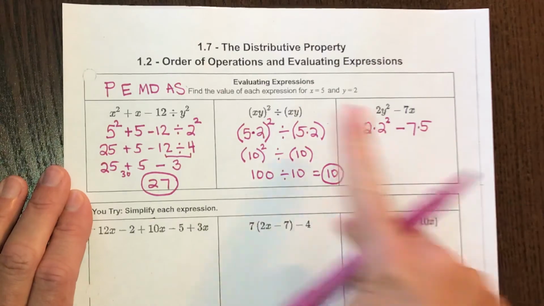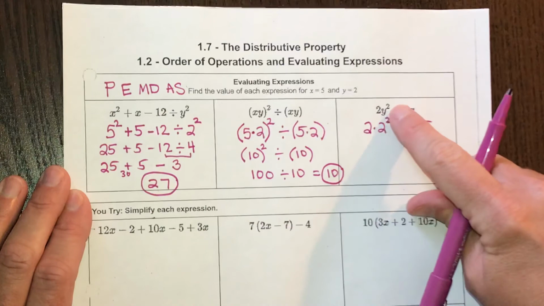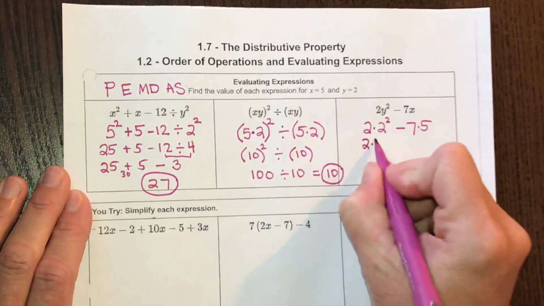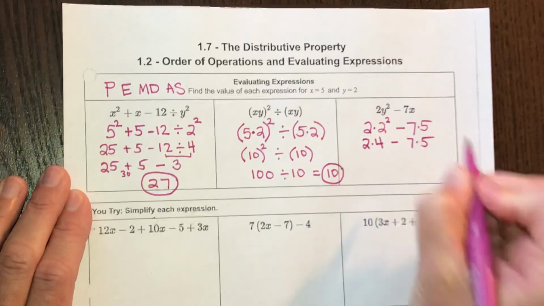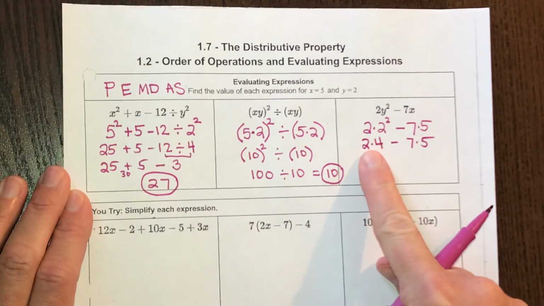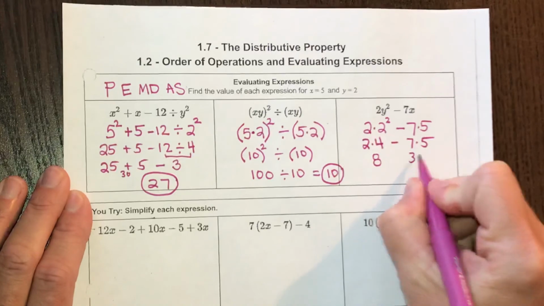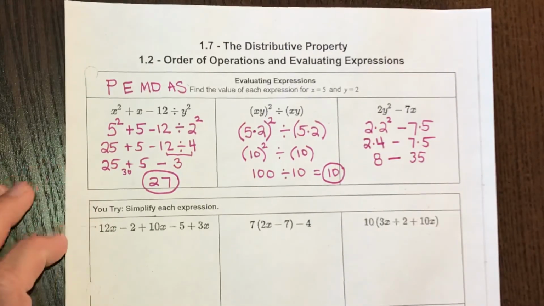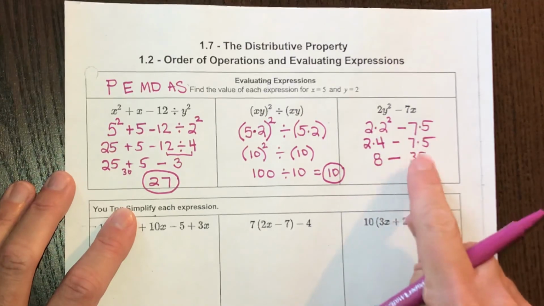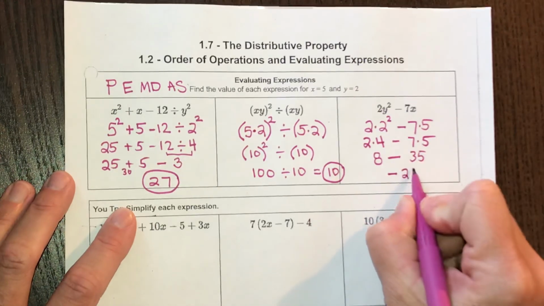Now in this case, I have no parentheses, so I'm going to start with my exponents first. So the y squared part, or my 2 squared, I'm going to complete that part first. Now multiplication comes before my subtraction, so I'm going to multiply 2 times 4, which is 8, my 7 times 5, which is 35, and then I'm going to subtract those. If we subtract 8 minus 35, well, 35 is bigger, so we're going to get a negative number, and that's going to be 27.